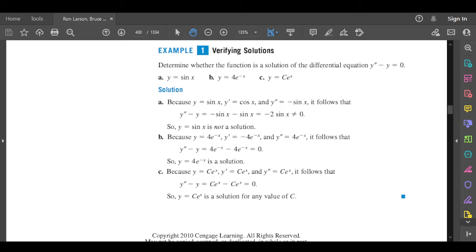So you can check the solution in this PDF. You can actually check here that the first one is not a solution, the second is a solution, and the third is also a solution, for this is given for any value of c. So that's how you are going to verify whether a given function is a solution of the DE.